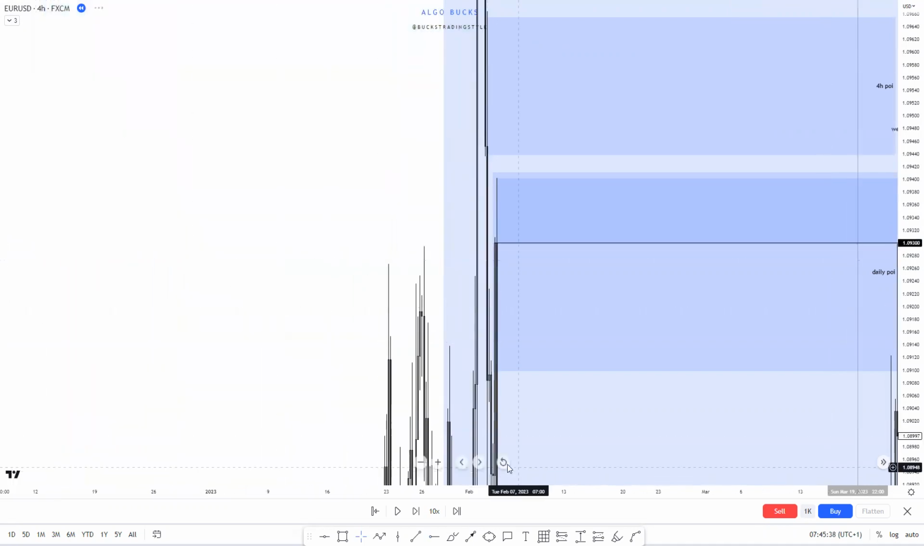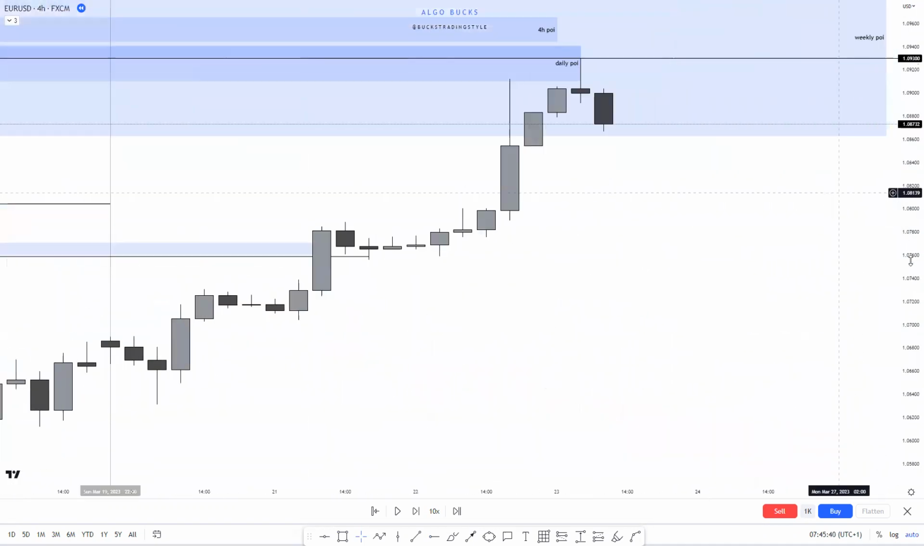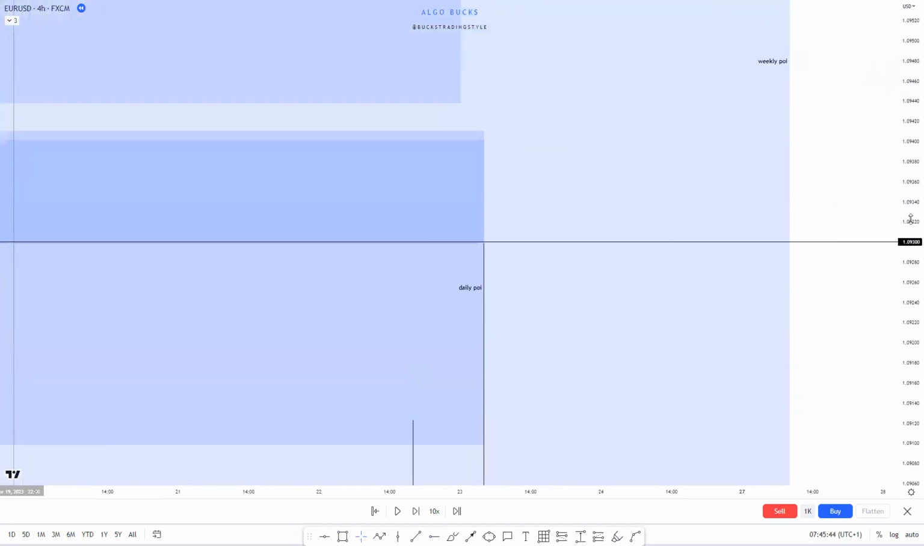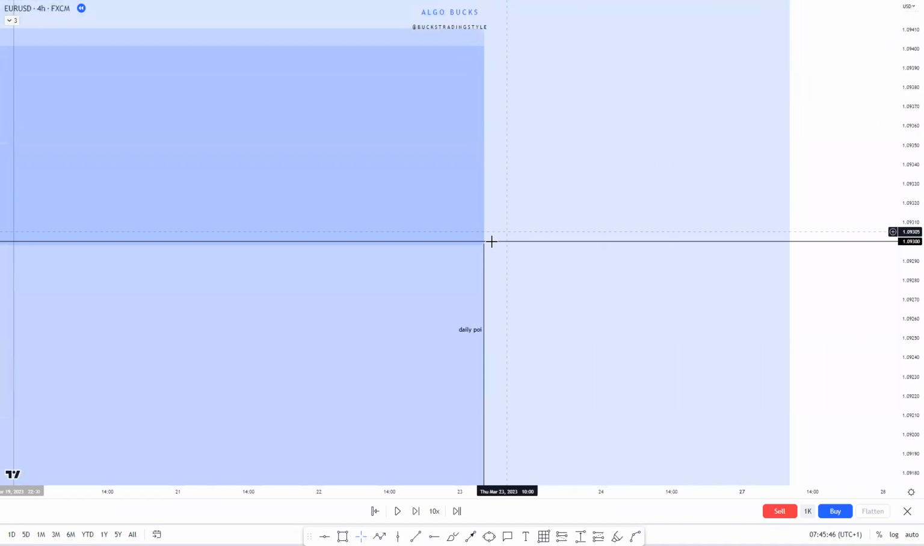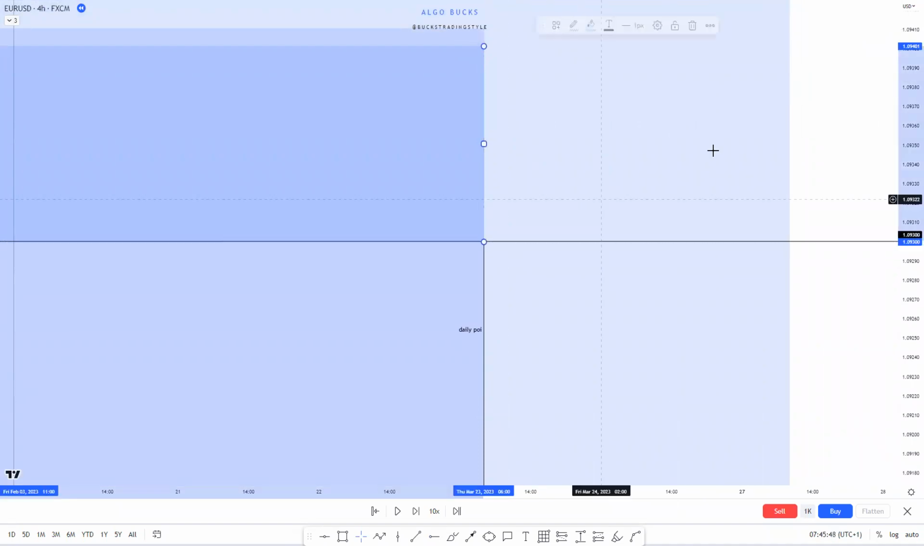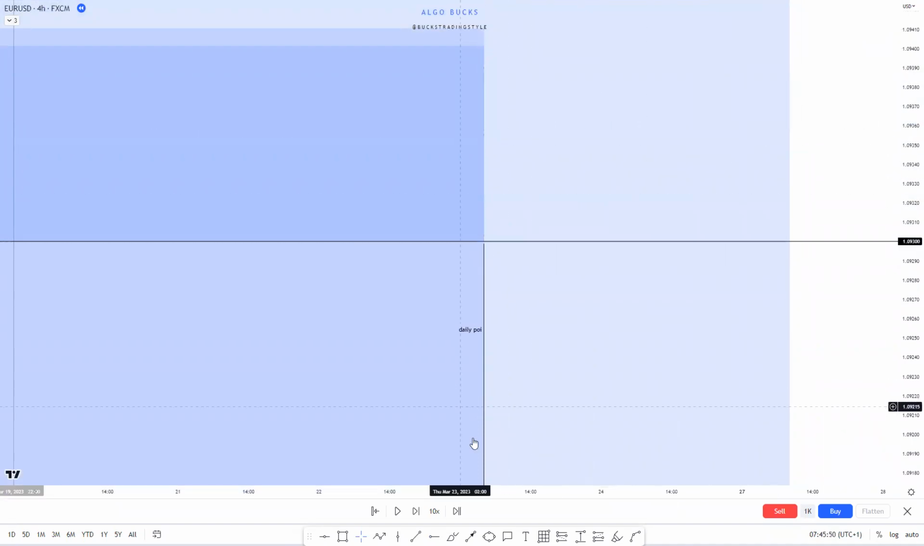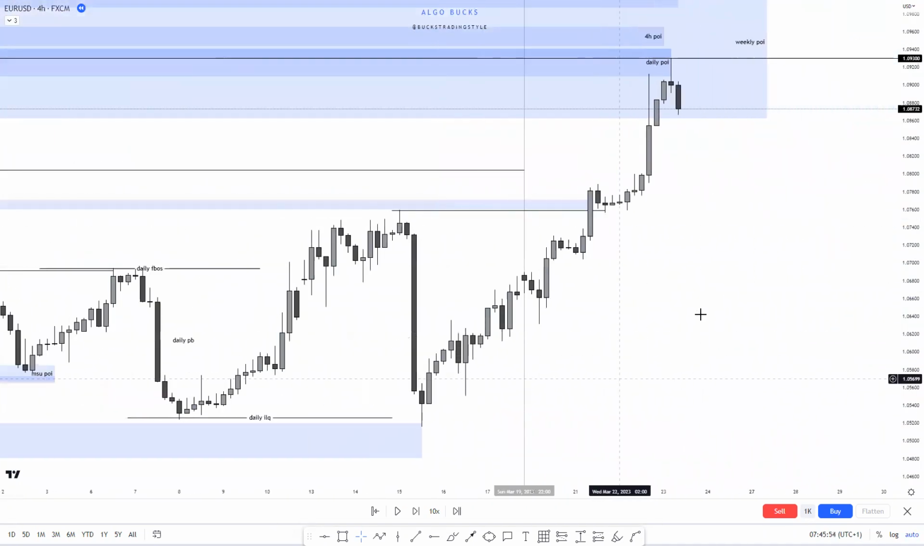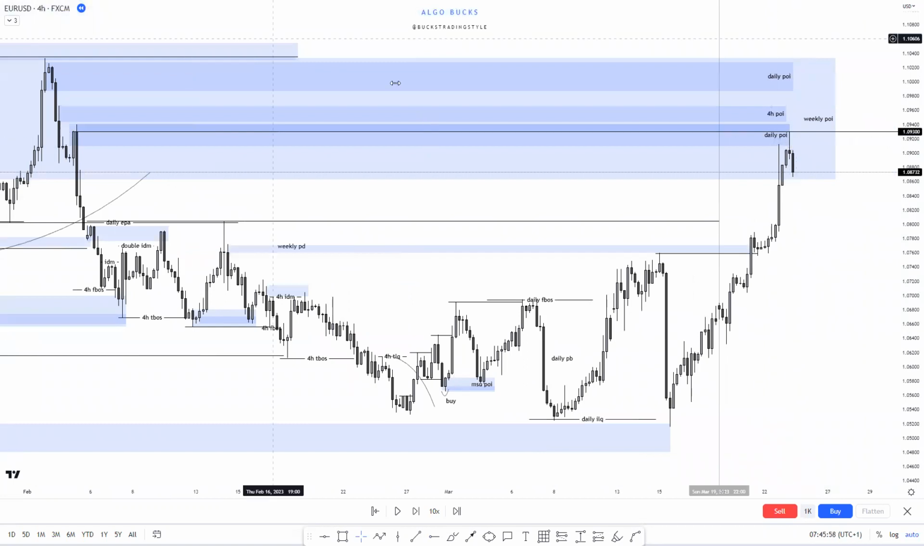So okay, now we can see if it got mitigated or not. It did not get mitigated. Yep, no mitigation right here. But that was really close. And then we got the 4 hours rejection. So now we've got one mitigation right here. If this failed, we're looking at this or this. But if all of them failed, then probably want to see higher pricing.